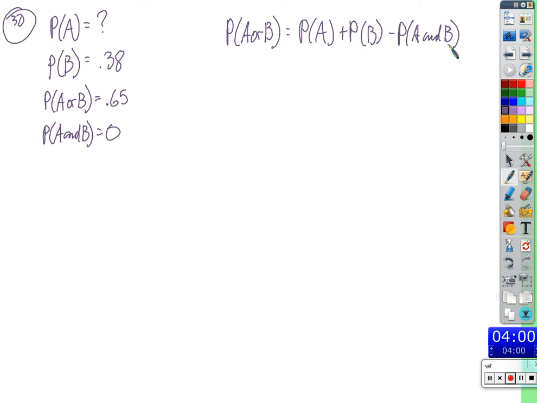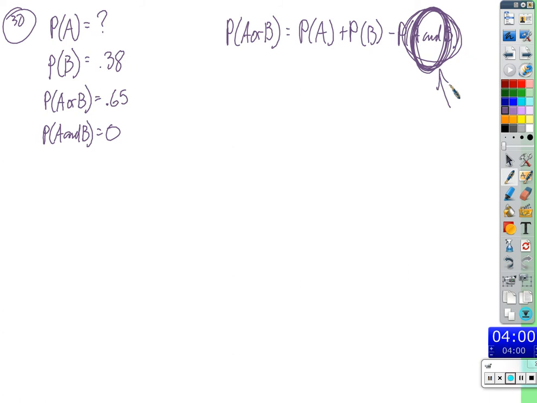Whatever A is, whatever scenario that's describing, whatever B is, they are completely disjoint, not overlapping, and couldn't happen at the same time. So this is zero.